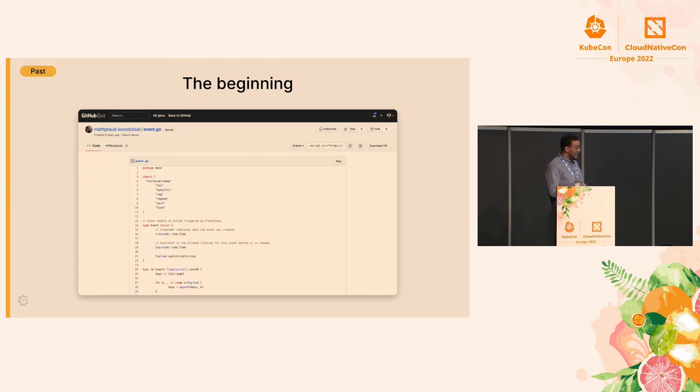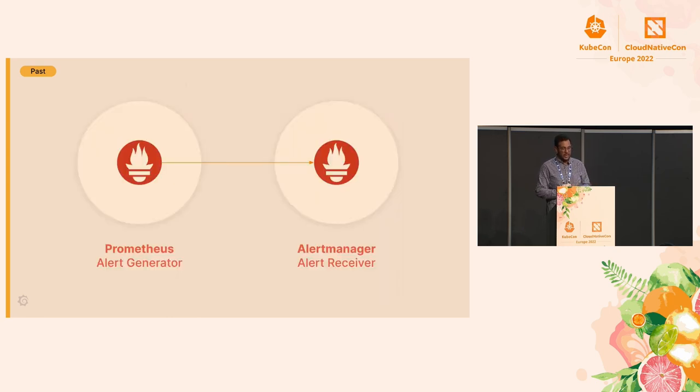Originally started as a one-file program by Julius Boltz and Matt Proud, the Alert Manager is a binary that's in charge of receiving alerts generated by Prometheus or any other client application. There, you can configure and send notifications to other services, including third parties. Simply put, Prometheus is an alert generator, and the Alert Manager is an alert receiver.